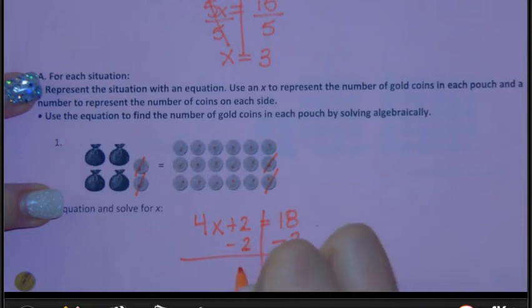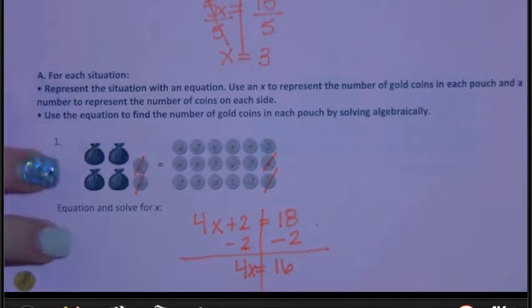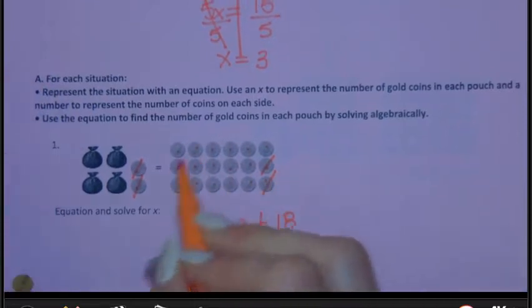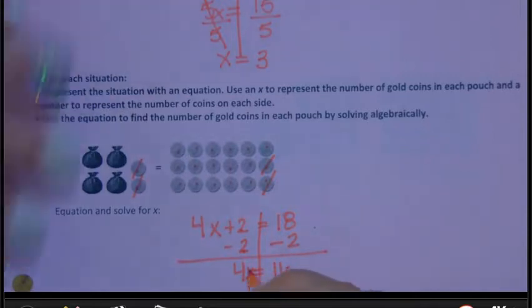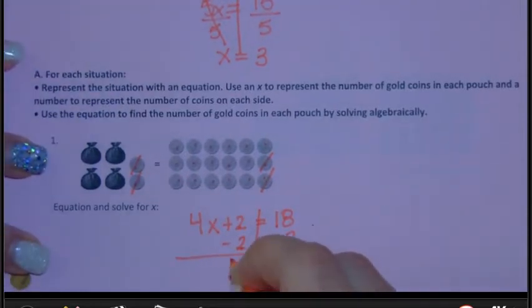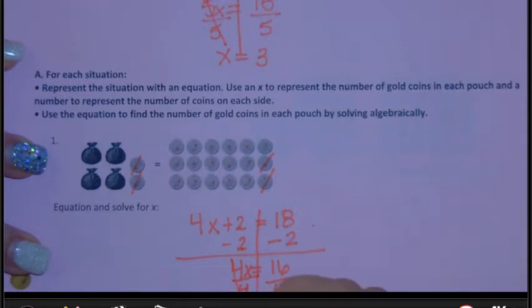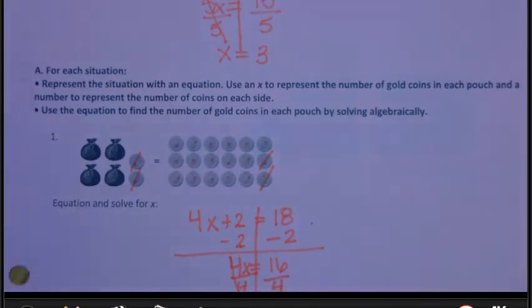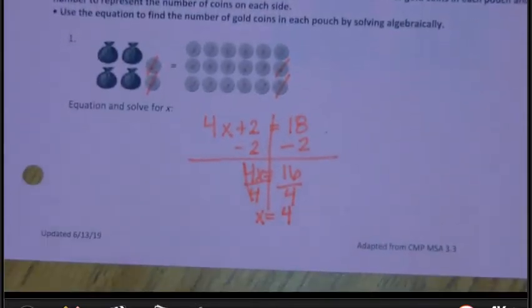2 minus 2 is 0. I'm left with 4 bags on the left. 18 minus 2 is 16. I need to take these coins and split them up into 4 equal groups, which means I'm going to divide by 4. 4 divided by 4 is 1. And 16, well, 4 can go into 16 4 times.